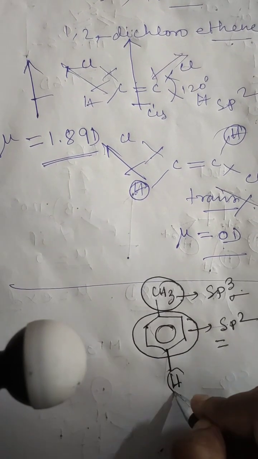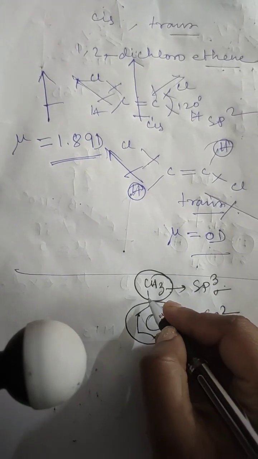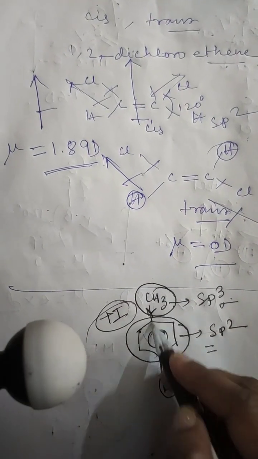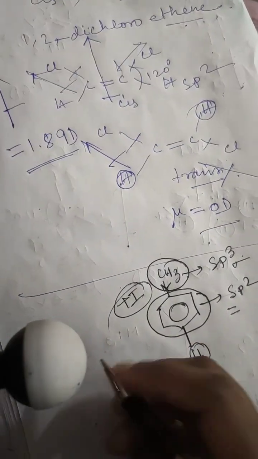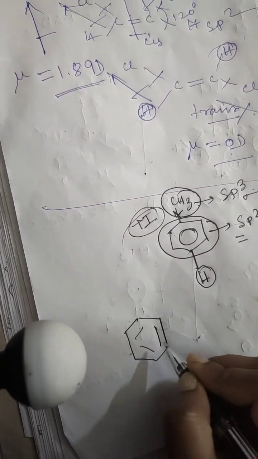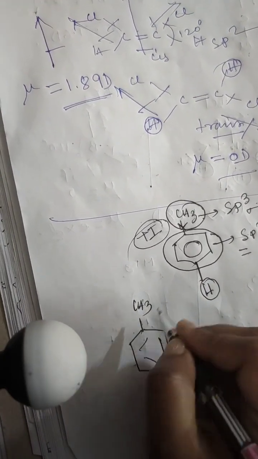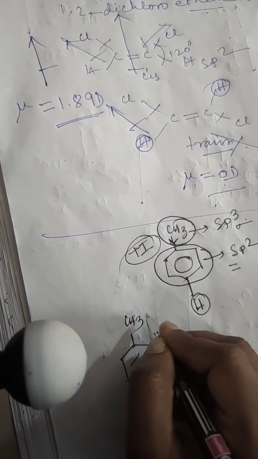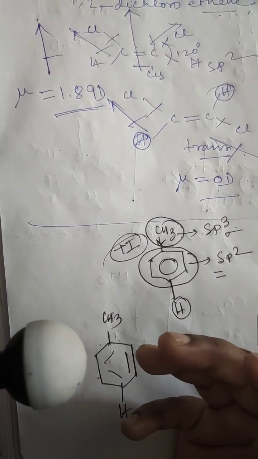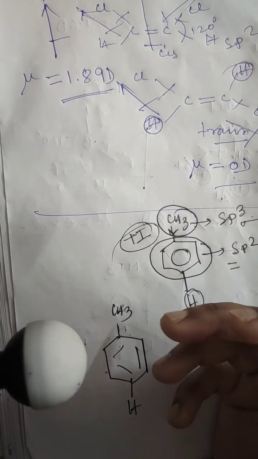Now this hydrogen is electropositive, and our methyl group CH3 shows a plus I effect. Due to the plus I effect, we rewrite the structure. Due to the plus I effect, this CH3 acts as an electropositive group. The CH3 group shows electropositive character.